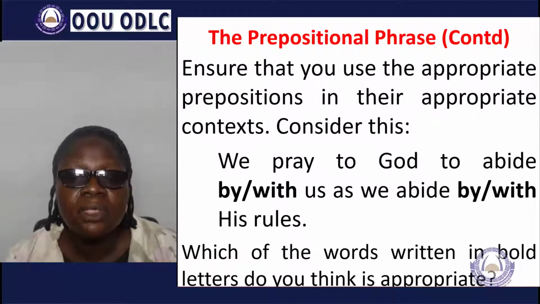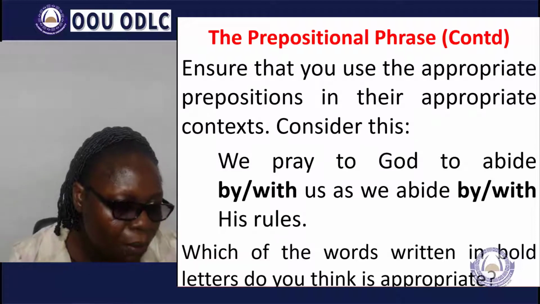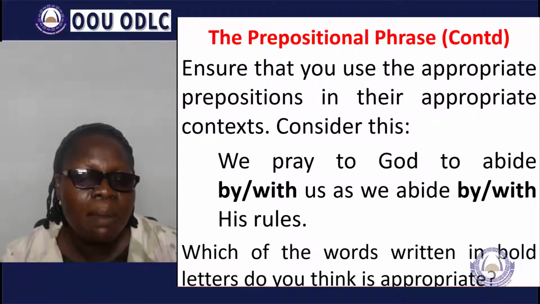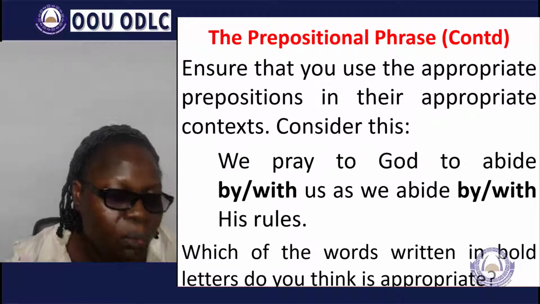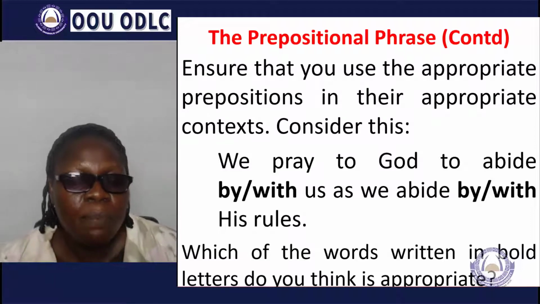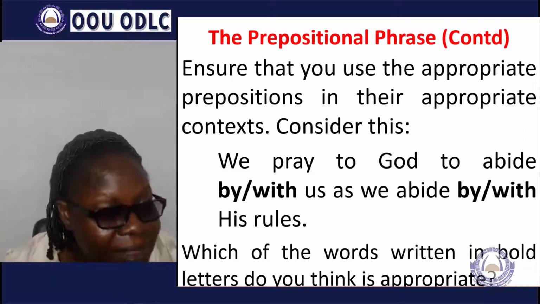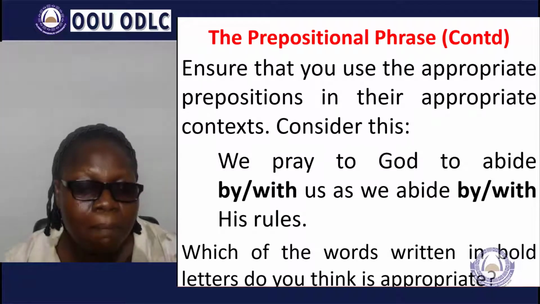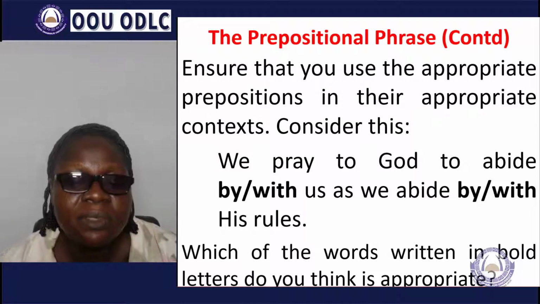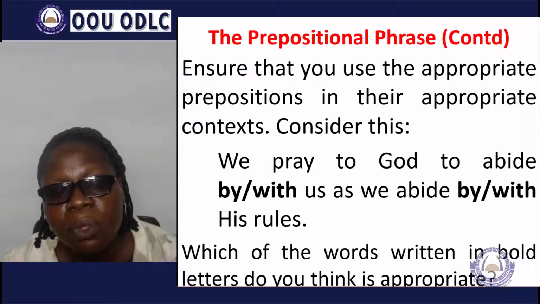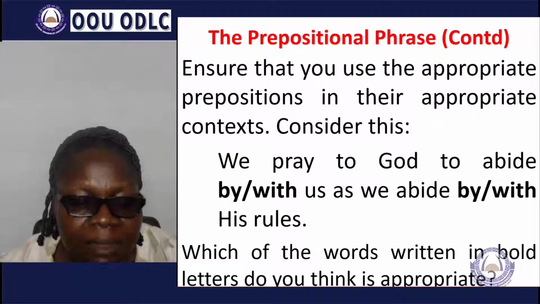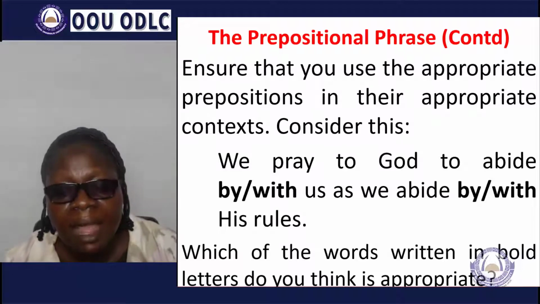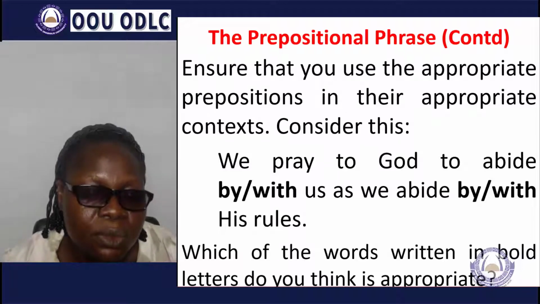We pray to God to abide, is it with us or by us? As we abide, is it by His rules or with His rules? We pray to God to abide with us as we abide by His rules. That is the correct form. We pray to God to abide with us as we abide by His rules.